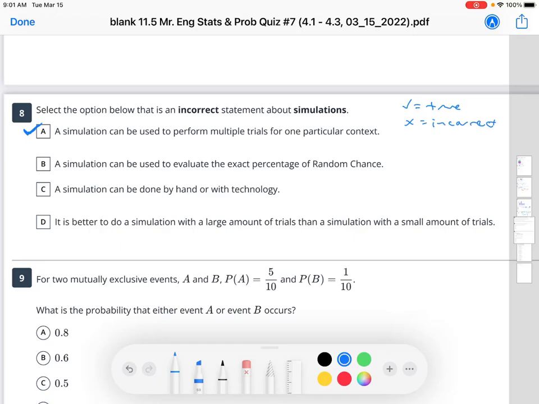B, a simulation can be used to evaluate the exact percentage. I'm going to underline the word exact.